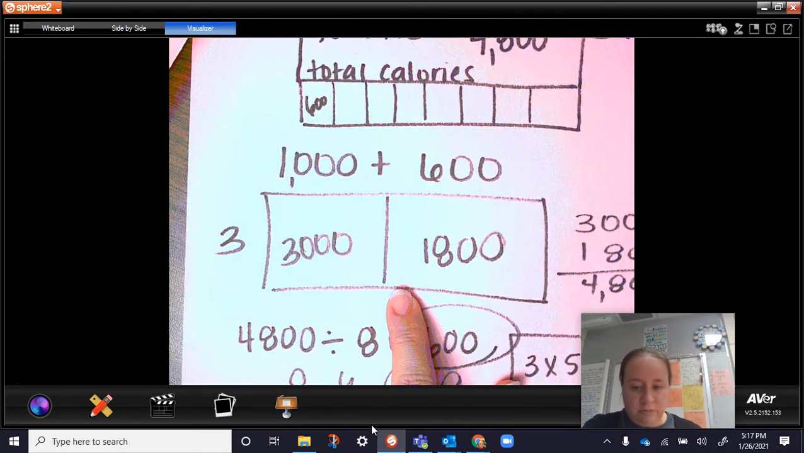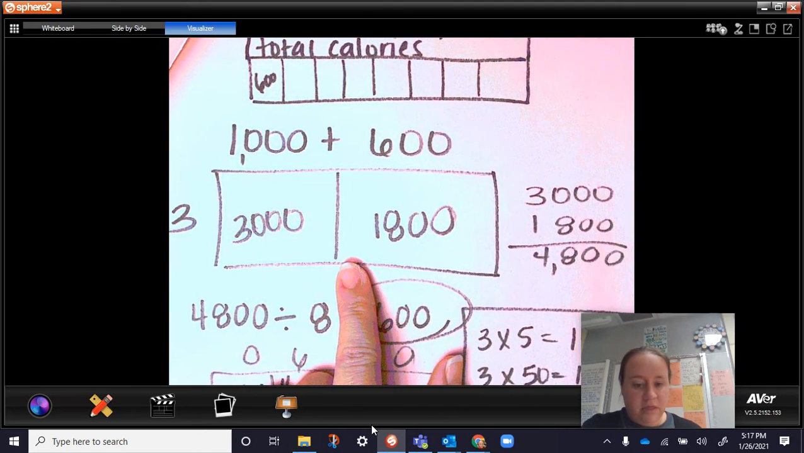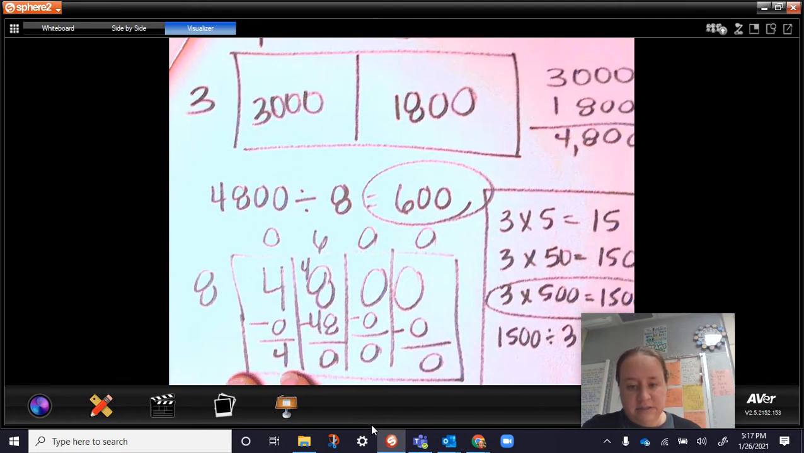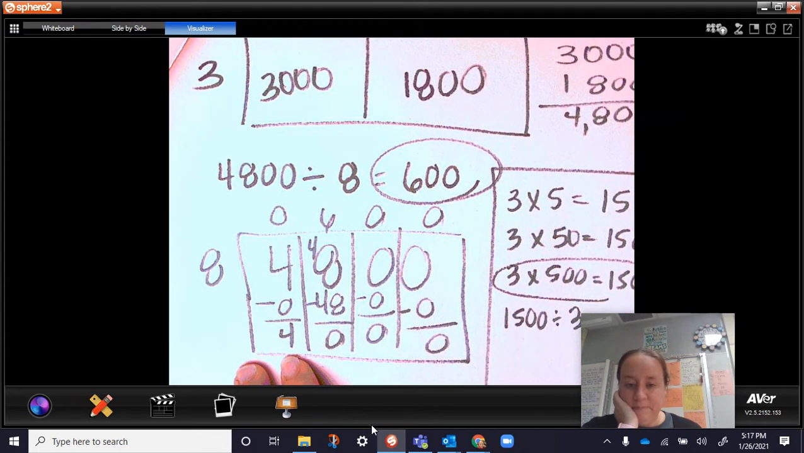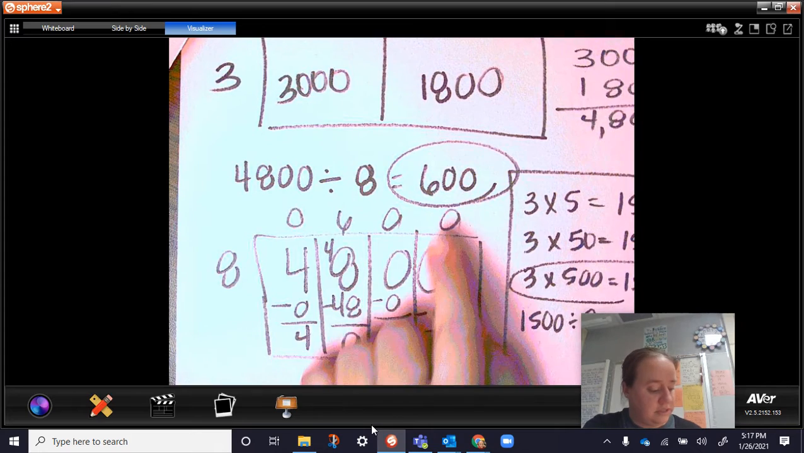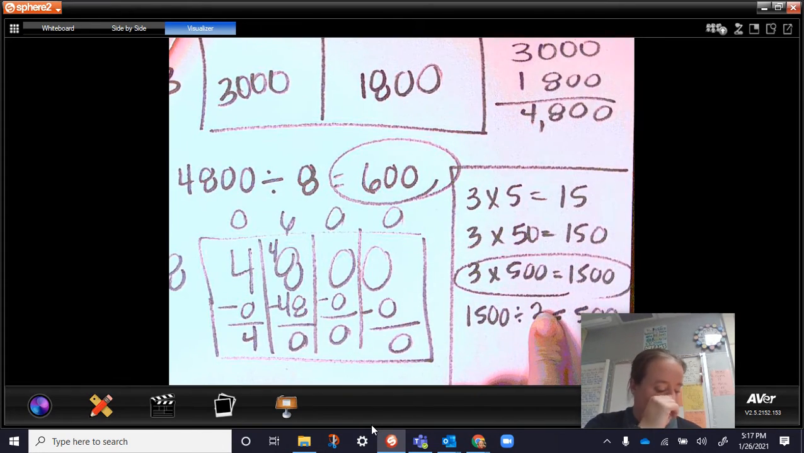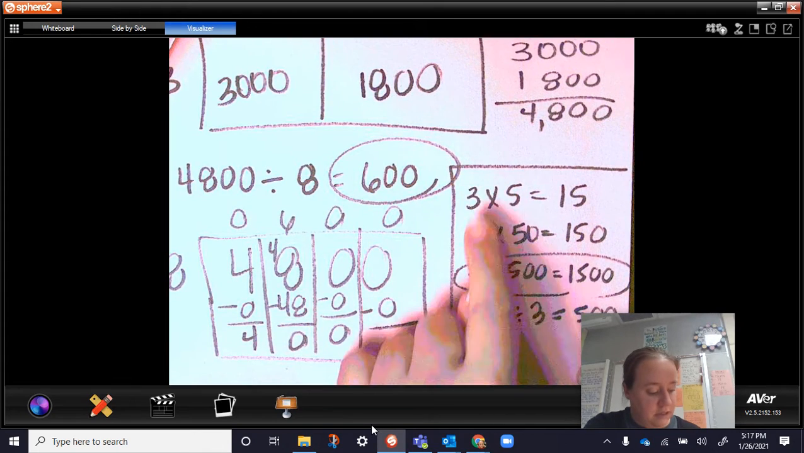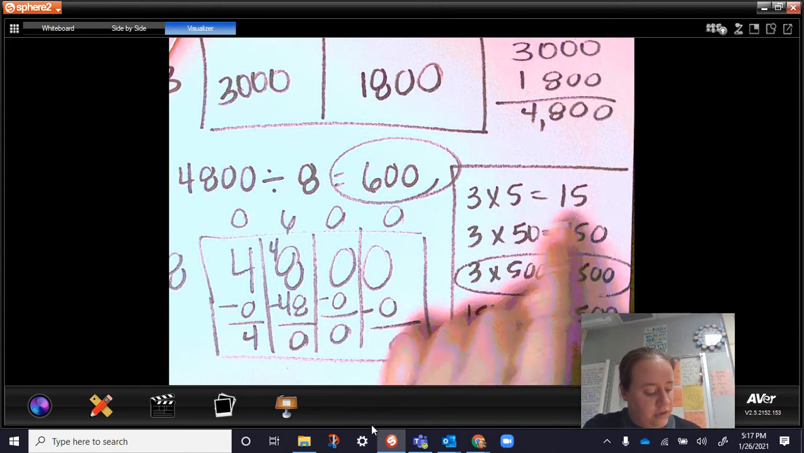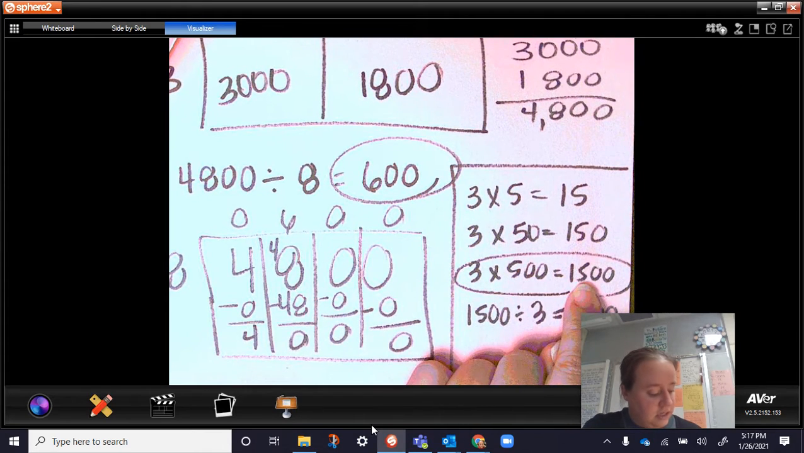So again, first we multiplied to figure out how many total calories we had. Then we had to divide to see how many calories would need to be consumed in each day. And then this over here, I was just showing with our fact families, 3 times 5 is 15, 3 times 50 is 150, 3 times 500 is 1,500.